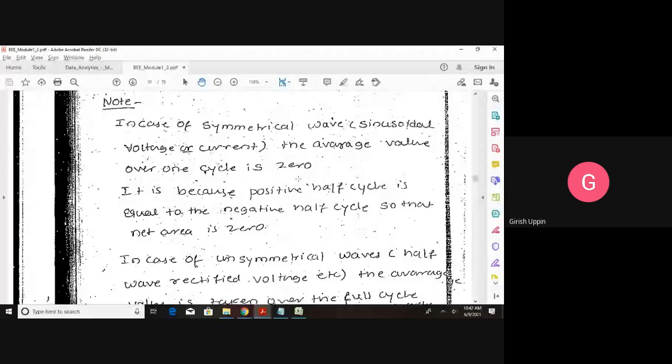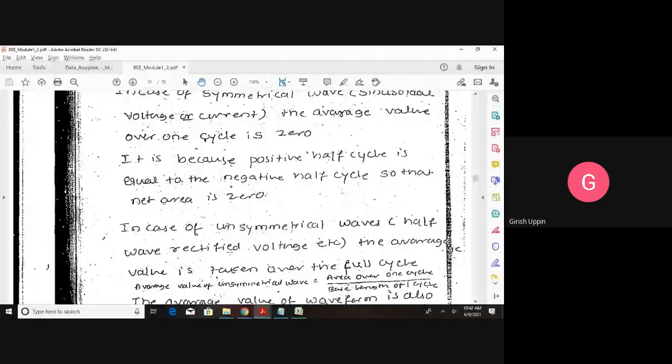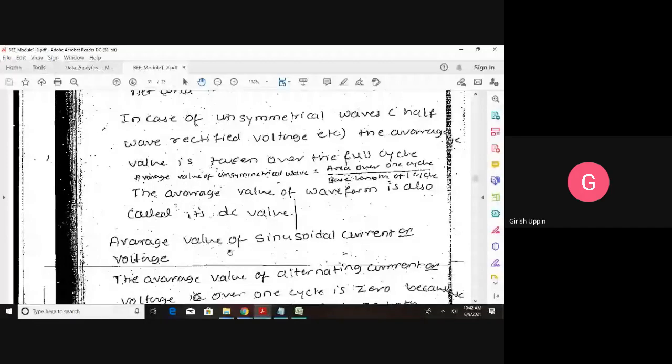In the case of non-symmetrical waves, for example, a half wave rectifier, we have only the positive cycle, and during the next half cycle the voltage or the current is 0. So again, I will have the positive cycle, and the next half cycle will be 0. That is one example of a non-symmetrical waveform. If it is a non-symmetrical waveform, as I told you, the average value is equal to the area under the curve for one complete cycle divided by the time for one complete cycle. That is how we will calculate.